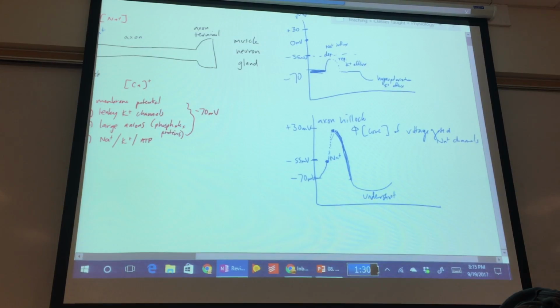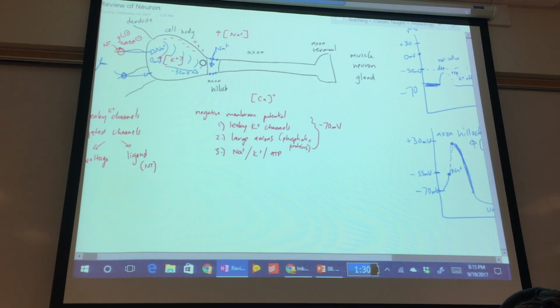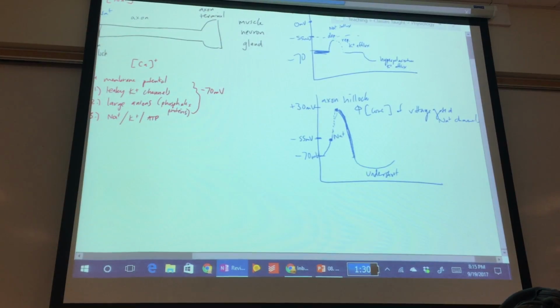And don't lose sight of where we're at. All this is taking place in the axon hillock, right at that point. This is that single point right there. I'm measuring the changes in the membrane potential. So now that we have the undershoot, we know that's due to the potassium leaving. And we're eventually going to make our way back to negative 70, back to rest.